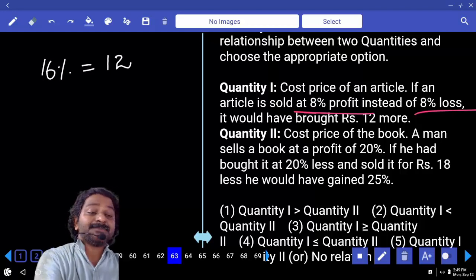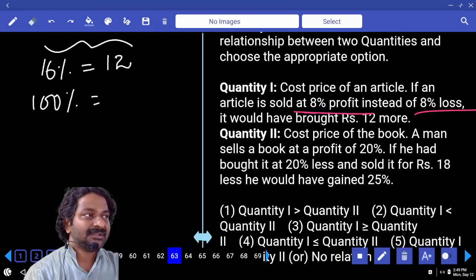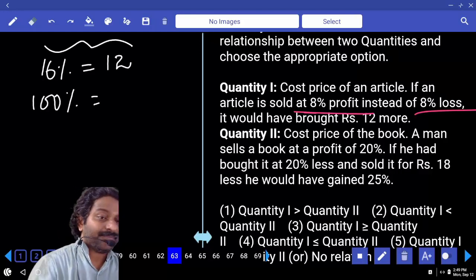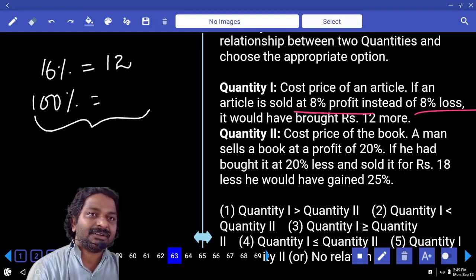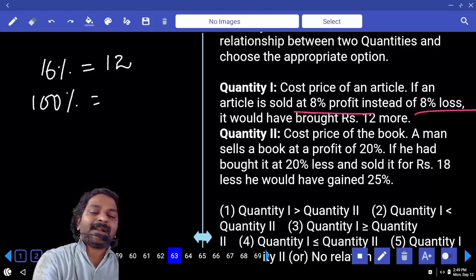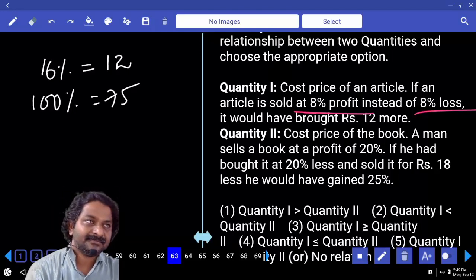So a 16% difference is coming, and that is because of 12 rupees. Cost price is always 100% only, right? Now, can you tell me the ratio between these two numbers? 4:3. These two numbers must be in the ratio 4:3 only. 4 parts is 100, 3 parts is 75. Cost price is 75 rupees.